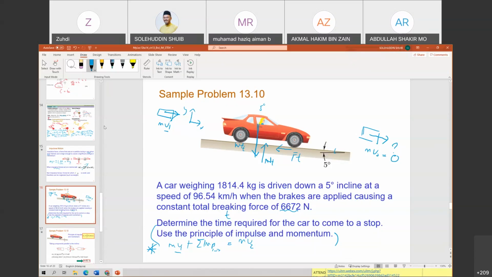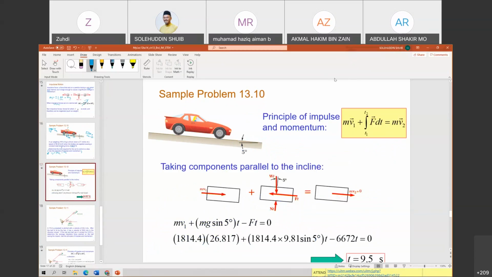So you draw the diagram by applying the principle of impulse and momentum: mv1, F delta t, and mv2. This is the free body diagram I have shown you just now. This is very important. As I mentioned earlier, the free body diagram is the fundamental one. If you do this wrong, the rest will be wrong. So make sure you do this right.